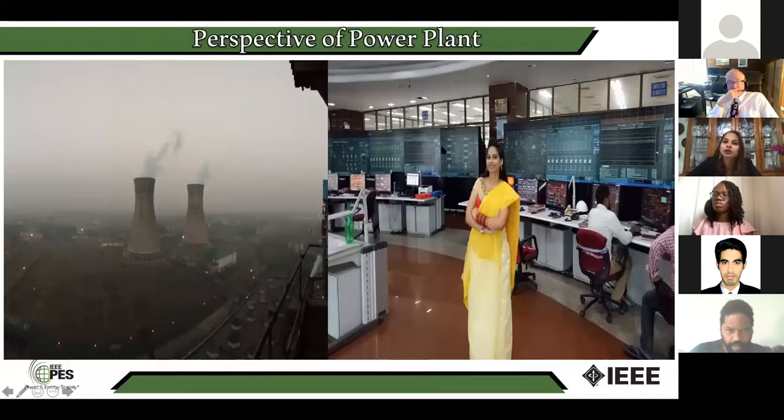So this is a power plant, and this is the control room where I was working. This is a 500 megawatt unit on one side and another 500 megawatt unit. And as you can see, these are two cooling towers. People sometimes think that the cooling tower emits a lot of vapor and steam and is causing pollution. But this is not true, as it is a cooling tower.